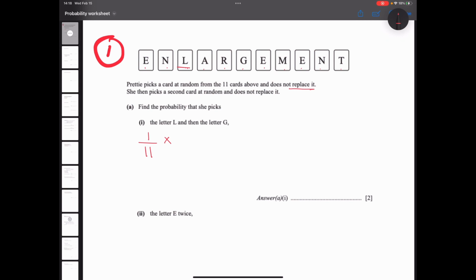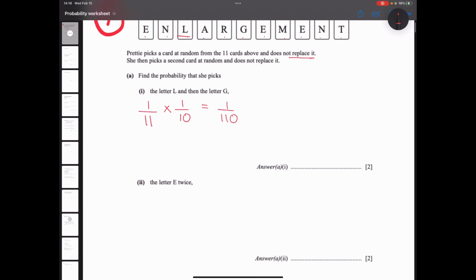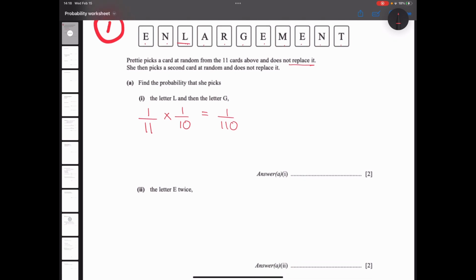Then the second letter, which is a G. How many G's do we have? I think it's only one G as well. It's 1/10. This would give me 1/110. The letter E twice is going to be, for the first letter E, because we have two of them, we're going to say 2/11. And the second E is going to be 1/10.